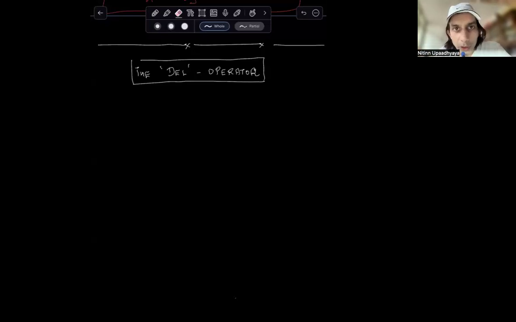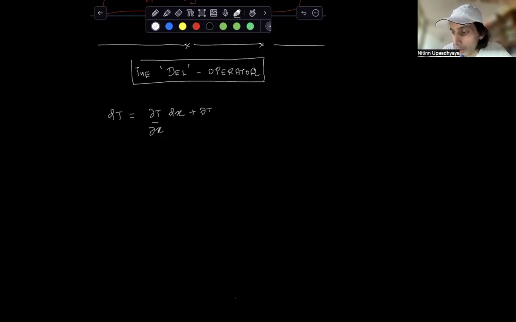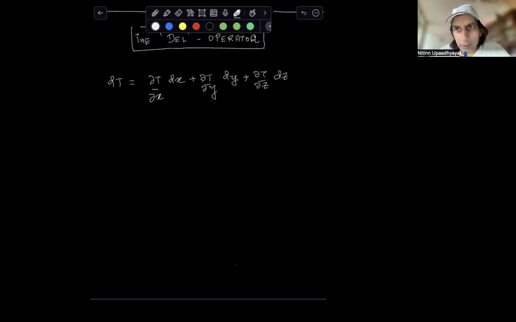So in the previous modules, we've already done a bit of work in capturing the total change in the temperature field, right? As you move from one point, say x, y, z, to a neighboring point x plus dx, comma y plus dy, comma z plus dz. And the way we express this total change in the temperature field in terms of the partial derivatives was ∂T/∂x dx plus ∂T/∂y dy plus ∂T/∂z dz, right?